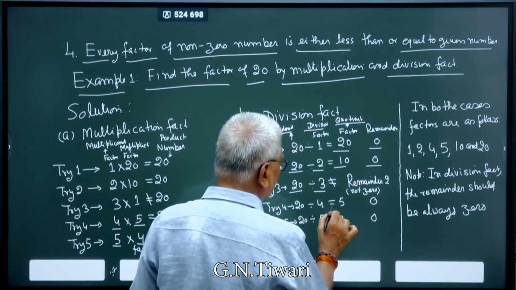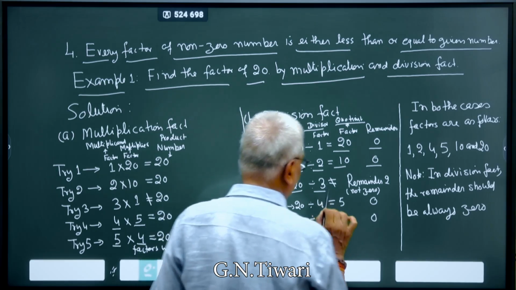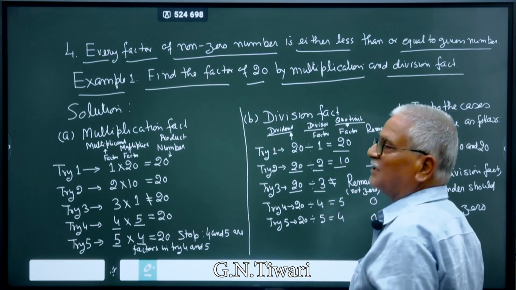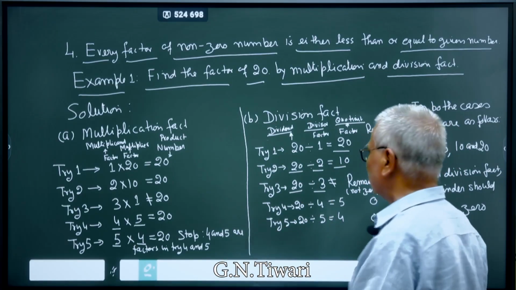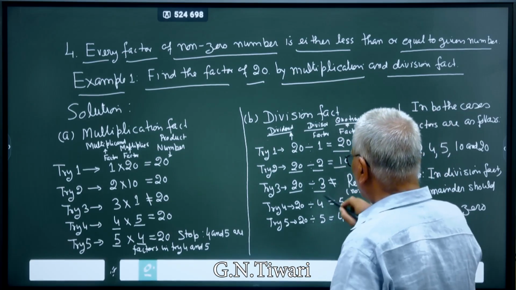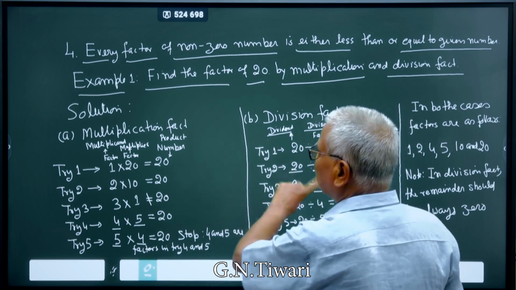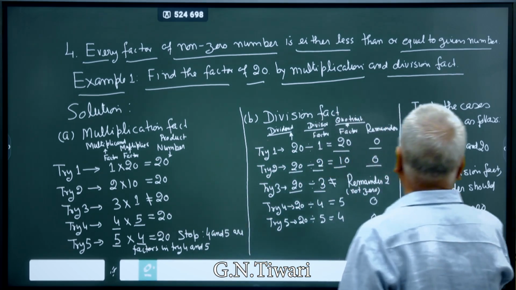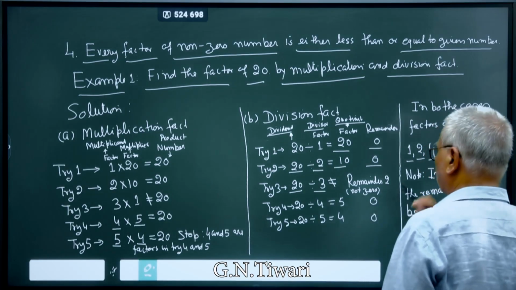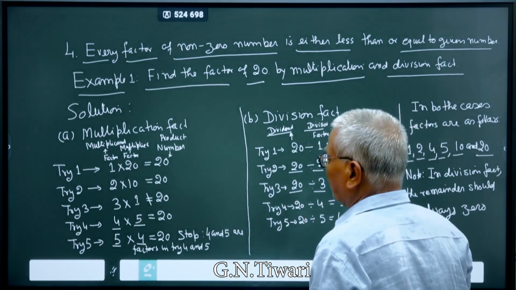20 divided by 4 is equal to 5, remainder 0. Again, 20 divided by 5 is equal to 4. So this repeats, and it is not applicable as far as factors are concerned. Just see here, what are the factors? 1, 2, 4, 5, 10 and 20. Out of all these multiplication and division facts, the factors are 1, 2, 4, 5, 10 and 20. Note: in a division fact, the remainder should always be 0.